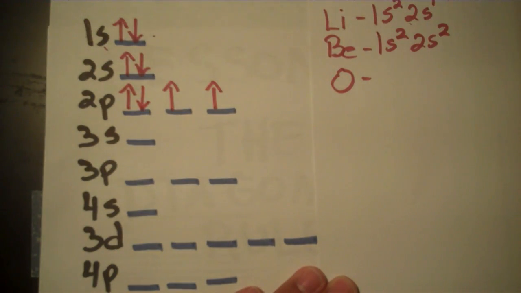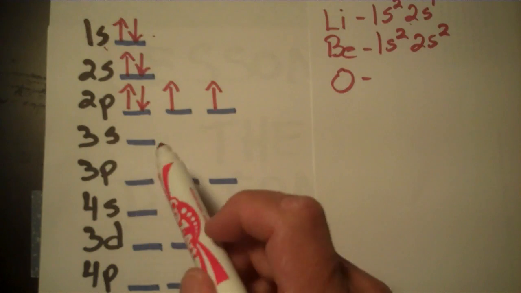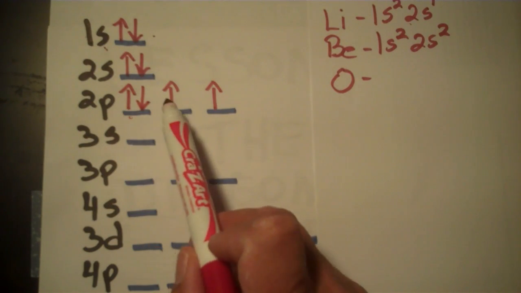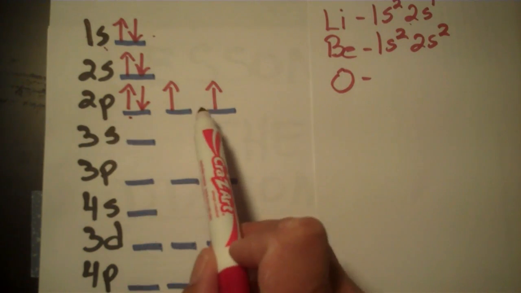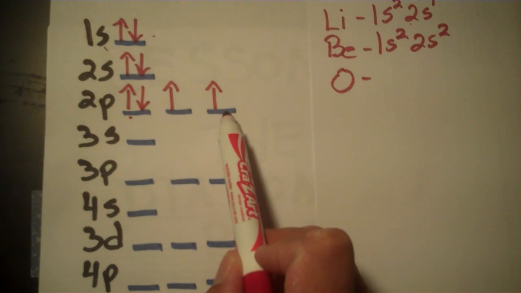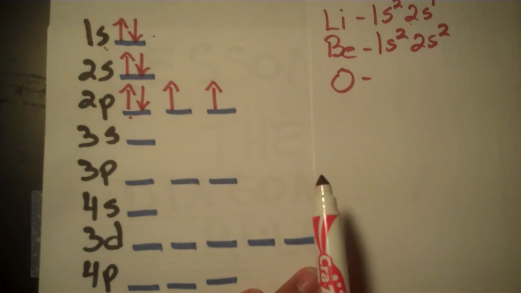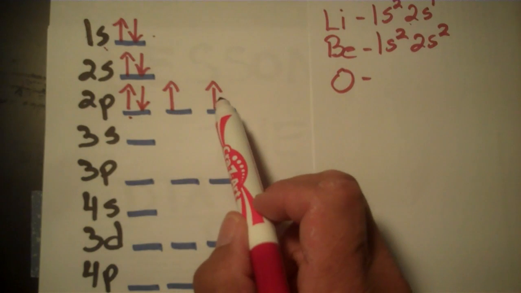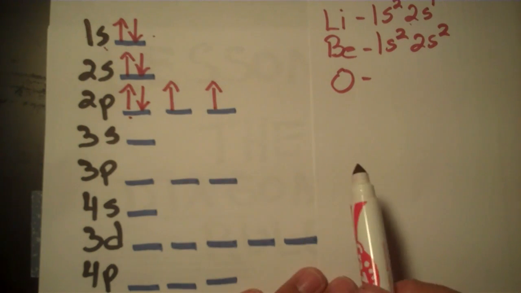The reason why I do that is it's sort of like a rule. You have to have all the arrows up in that level first before you put the down arrows. All the spins have to be going the same direction to begin with before you start filling the other spin.